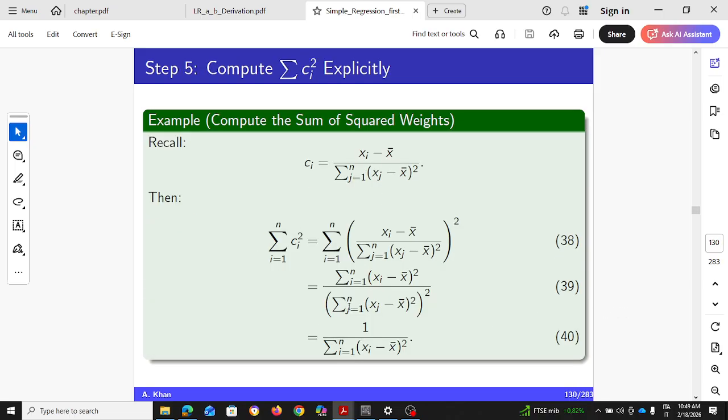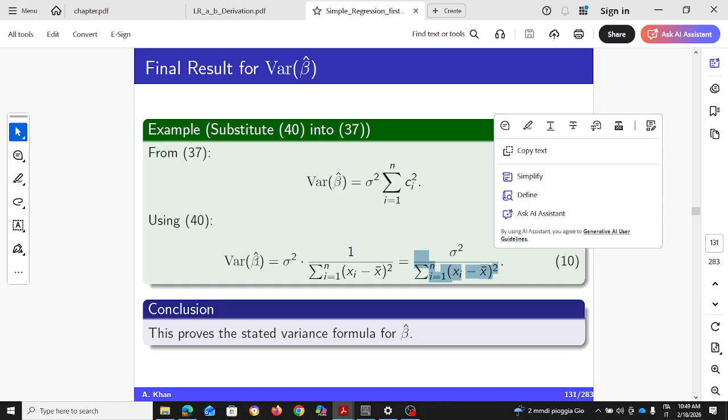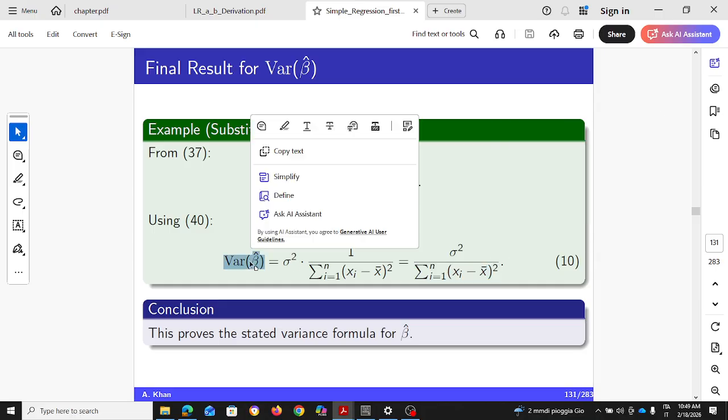So, we have this now. Now, the formula for variance of beta hat is equal to this. Now replace this term here, 1 divided by this. So variance of beta is equal to sigma square. We will use this formula to obtain the variance of the estimated beta hat. Okay.